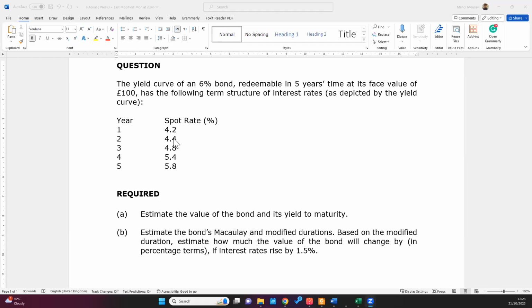So having the characteristic of this bond, 6% coupon, 100 par value, 5 years to maturity, we are interested to know what is the bond's Macaulay and modified duration, and what would be the change in the price of bond if interest rate raised by 1.5%.